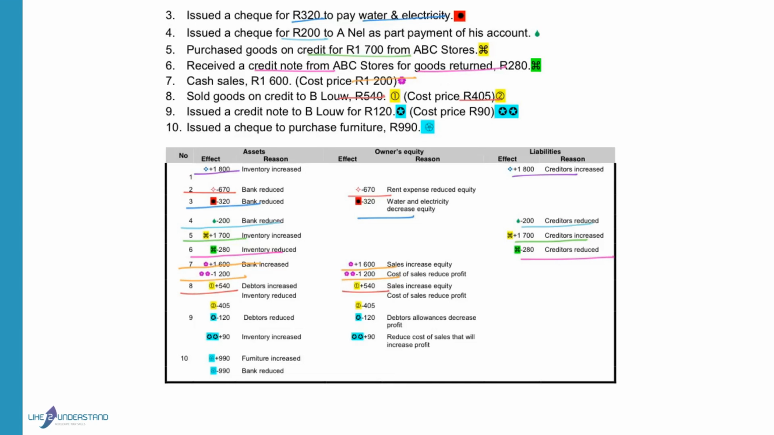Sales will increase the profits. Then we will do a double entry for the cost of sales and we will show that the inventory decreases and cost of sales is the expense that will decrease my profits.